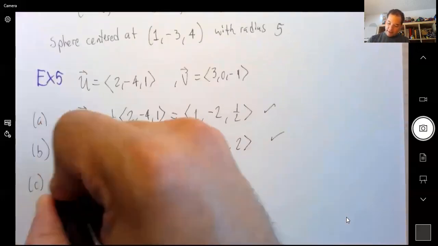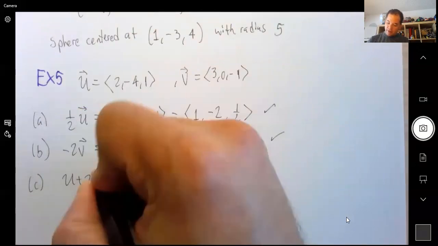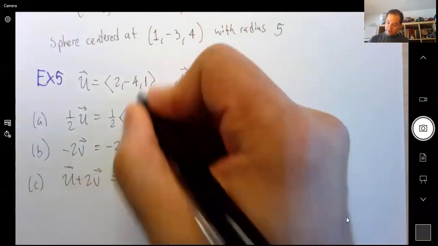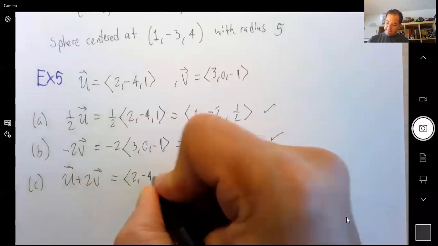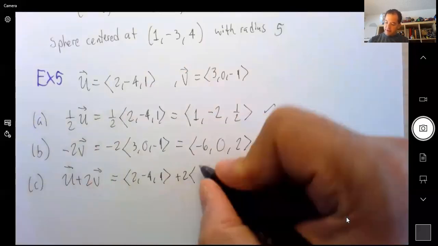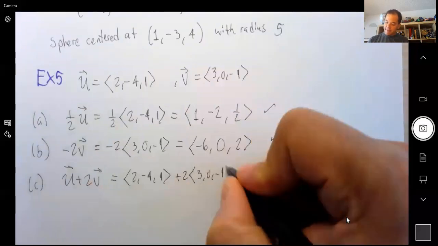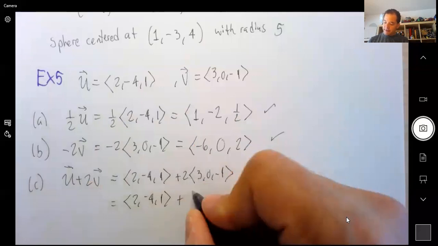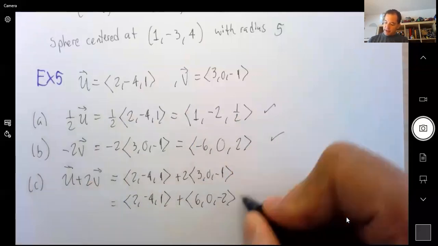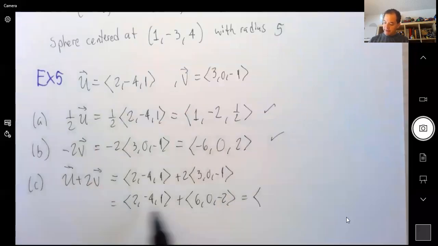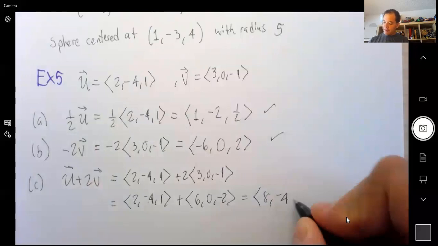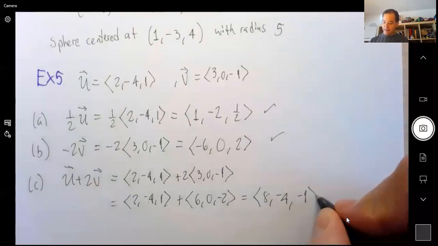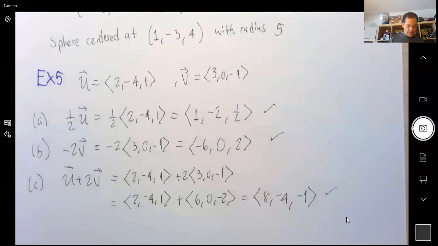Last, part C. For that one, we have u plus 2v. So u is the vector 2, -4, 1. And v is the vector 3, 0, -1. I'm copying right now, and then I'm going to multiply by 2. That's 6, 0, -2. And now I'm going to add them. 2 plus 6, that's 8. -4 plus 0, that's -4. 1 and -2, that's -1. Right? Easy peasy.